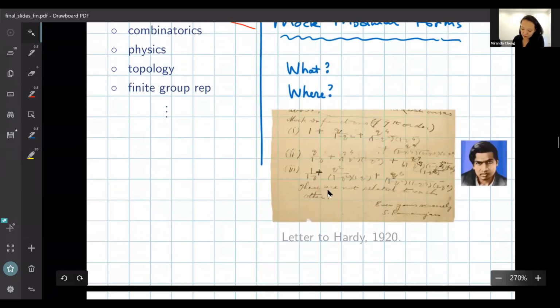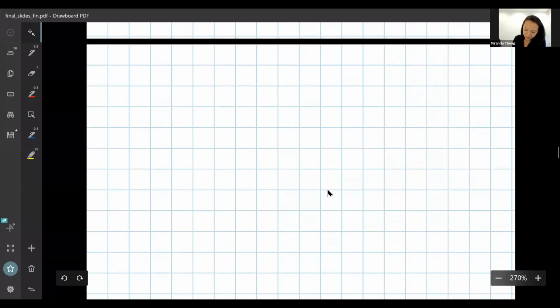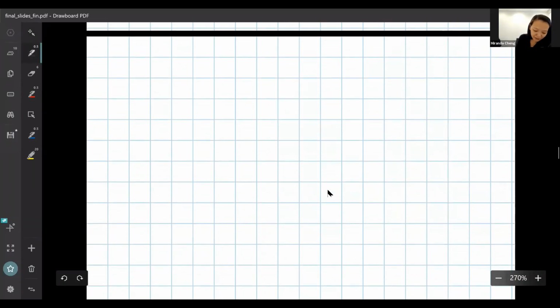So a bit of history. The term mock theta functions first appeared in the letters of Ramanujan, and for instance, here you can see a letter to Hardy where he scribbled some examples of mock theta functions, as you can see from his handwriting here. So let's look at some of them. That gives a first way to think about what mock modular forms can be, sometimes are. They were first written down as q-hypergeometric series.